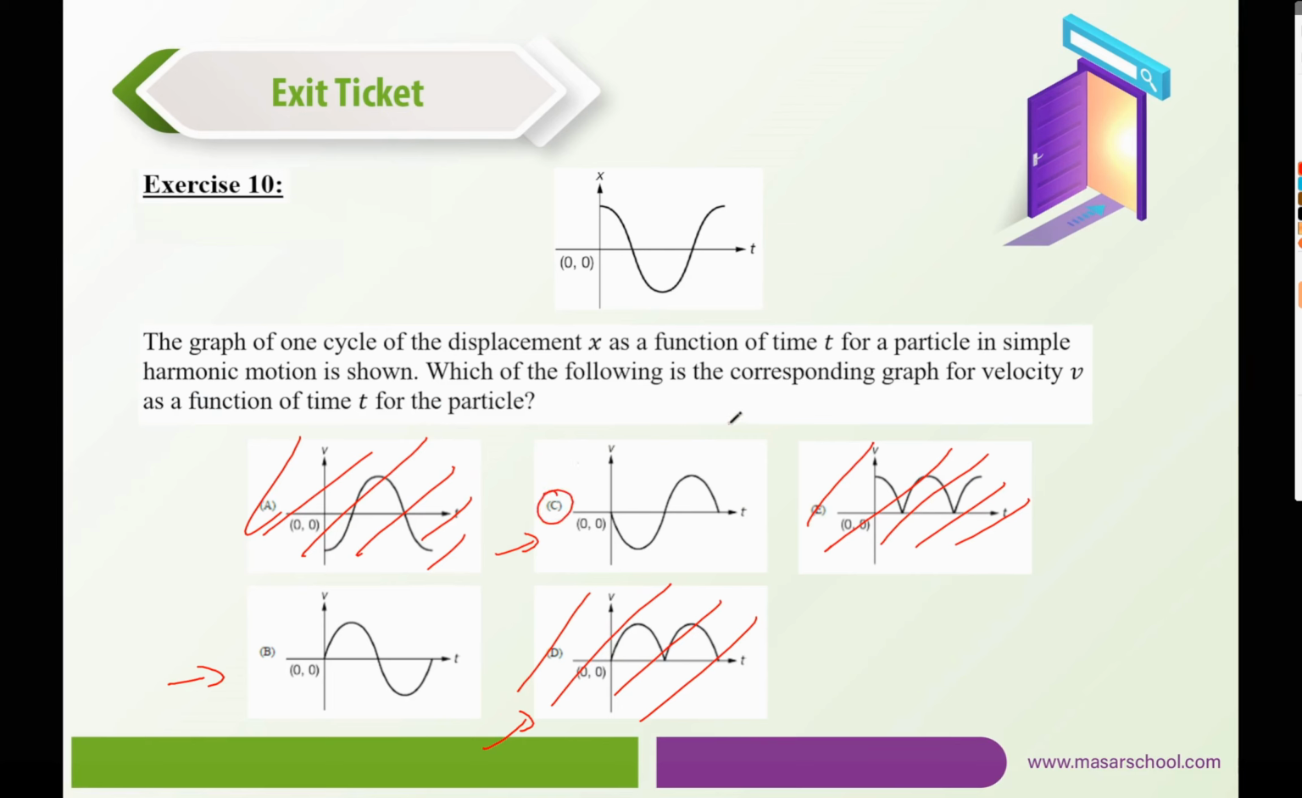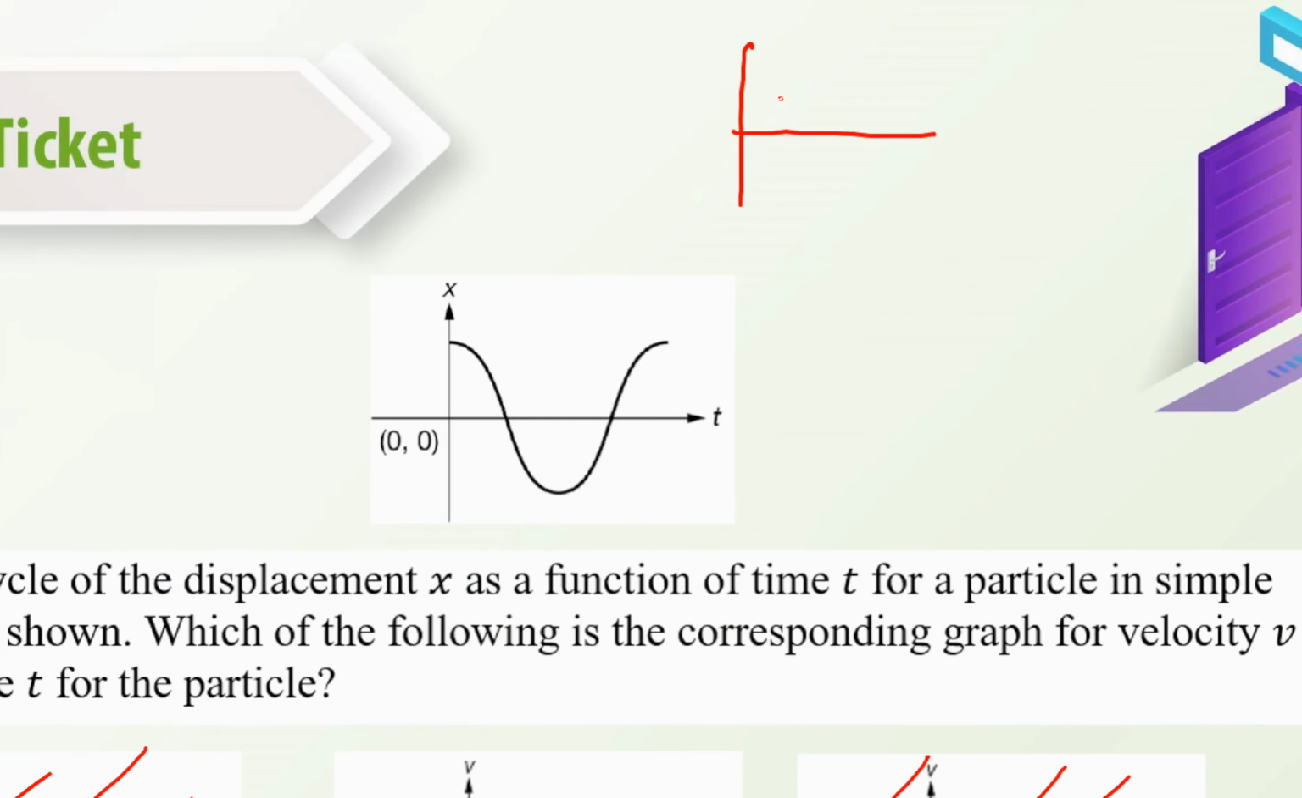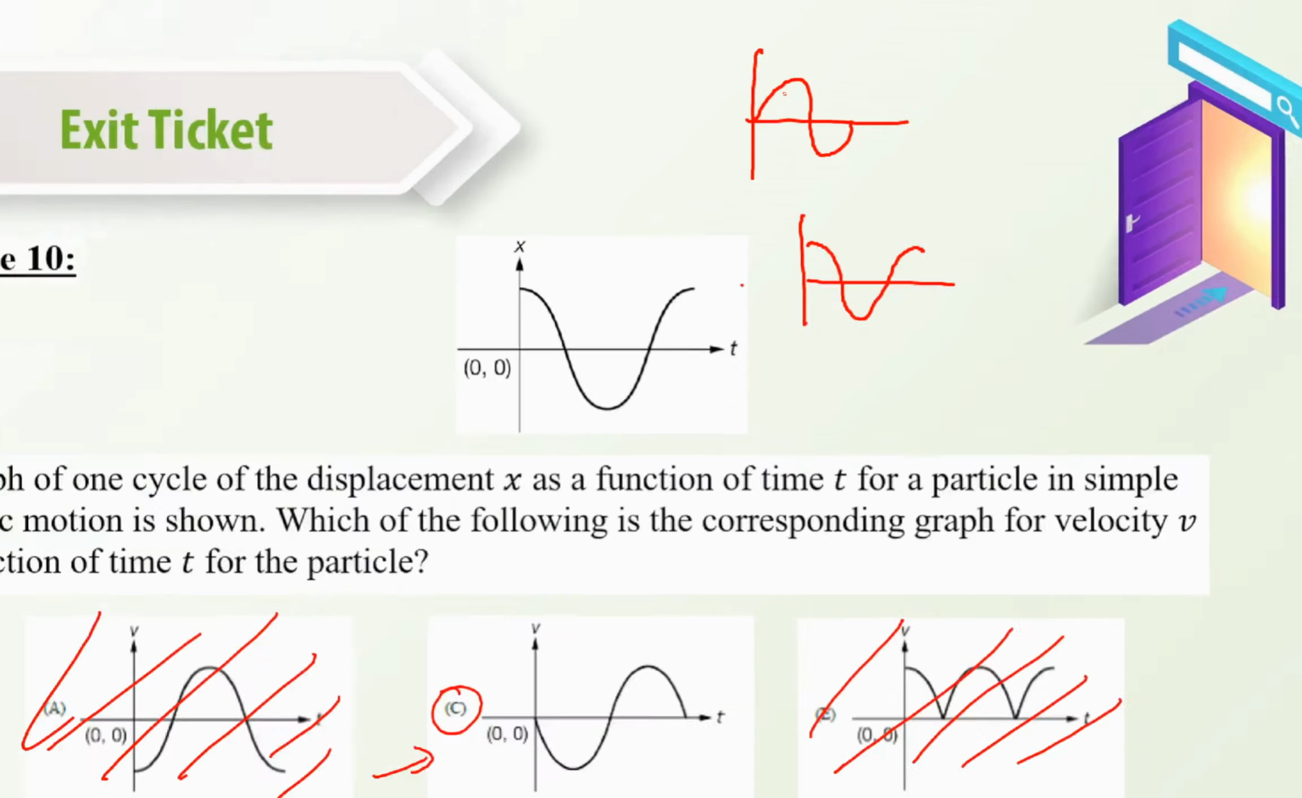This is one way to know that C is the correct answer. Another way is to try to construct the position as a function of time. Try to derive it and check which one would be correct. Now we have two solutions, either sine or cosine. The sine function is something like that. The cosine function is something like that. So we can see that x is being modeled by a cosine function.